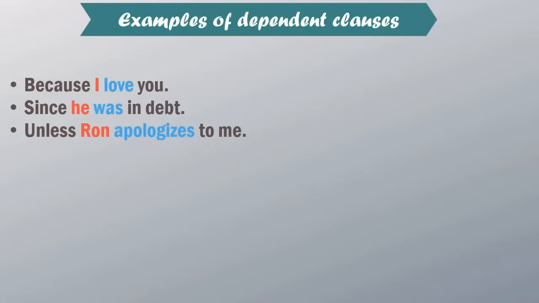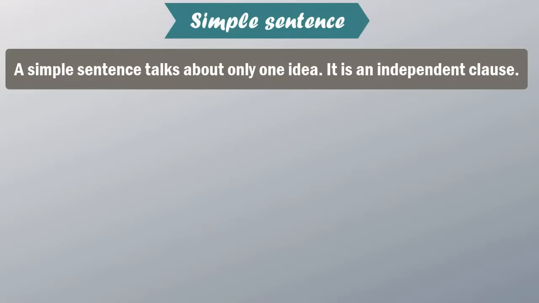Now let's talk about the first type of a sentence, which is a simple sentence. What is a simple sentence? Guys, a simple sentence talks about only one idea. It is an independent clause. Let me explain this. A simple sentence is nothing but an independent clause, and it only talks about one idea.